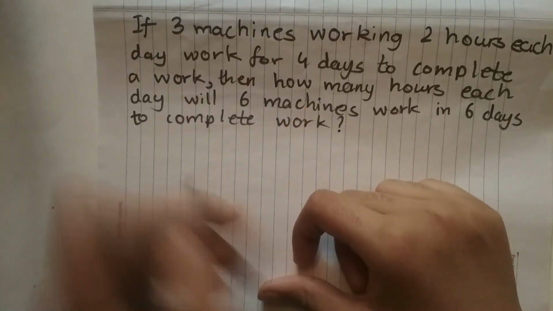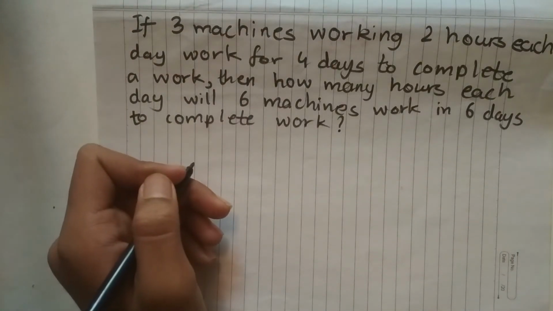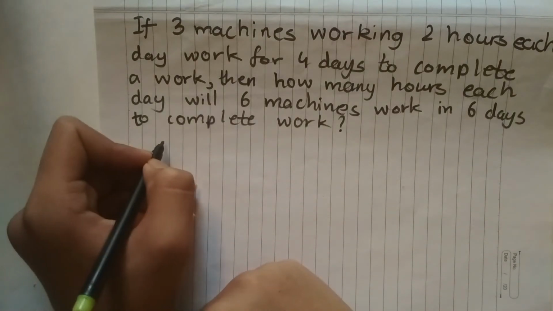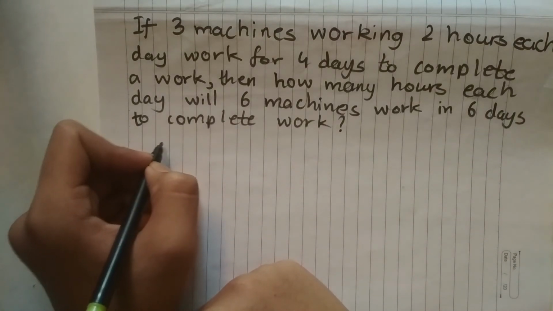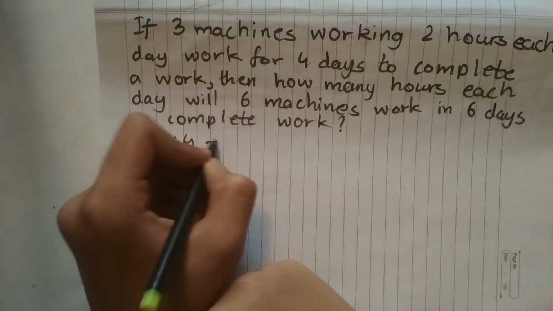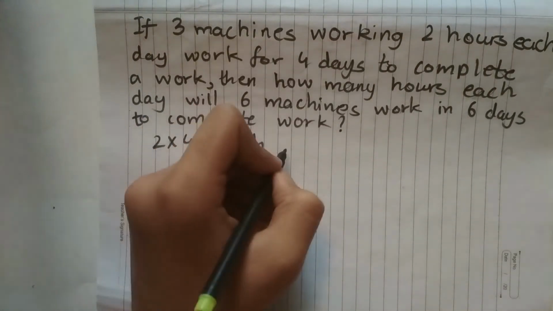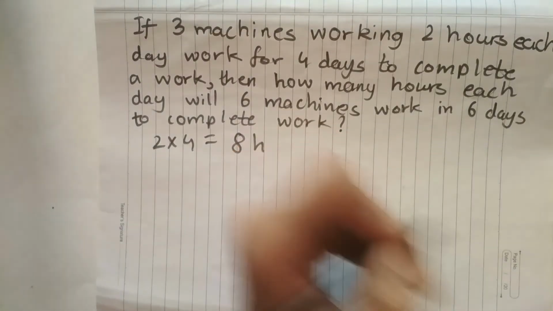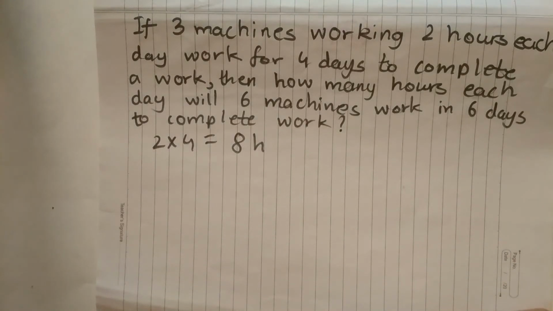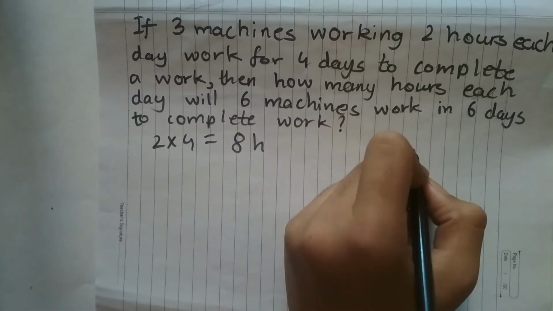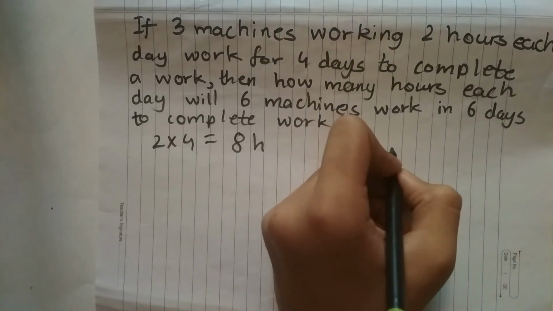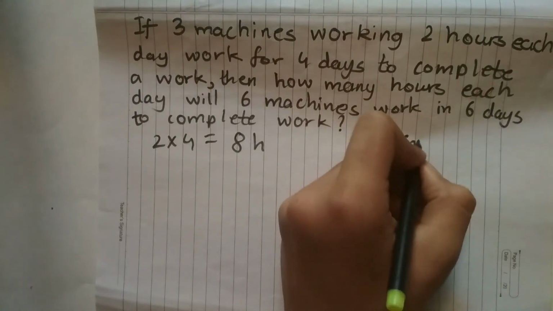Here we first need to find the total time the machines worked in the first condition. If it is 2 hours each day for 4 days, this means 2 into 4 equals 8 hours. Similarly, in the second case, let's take the hours each day to be x, so it will be 6x hours.